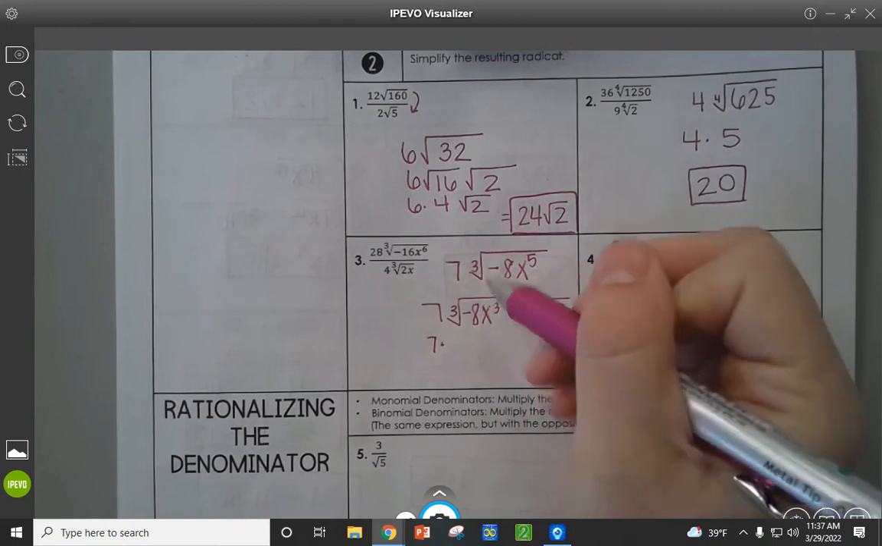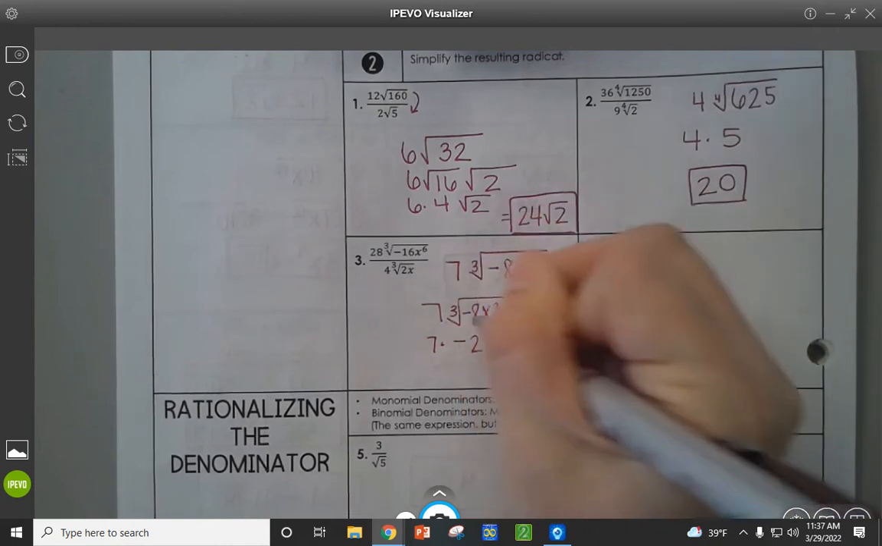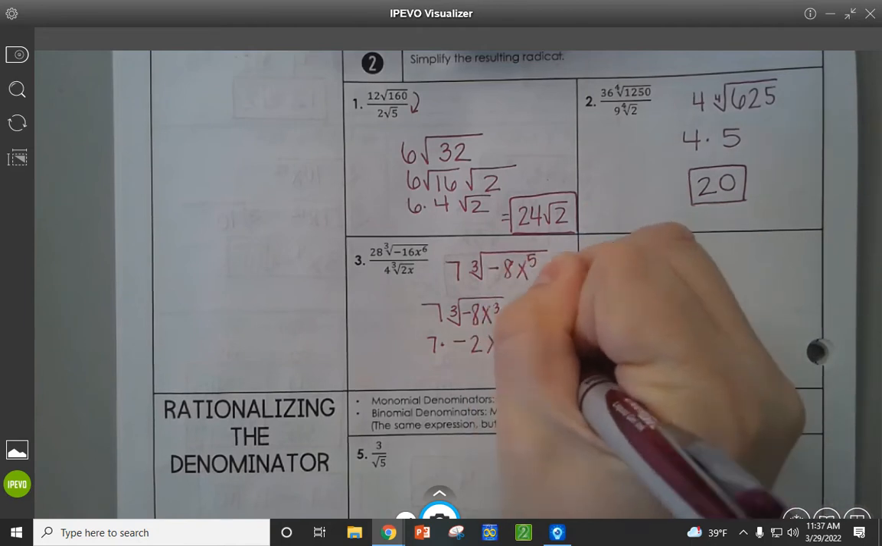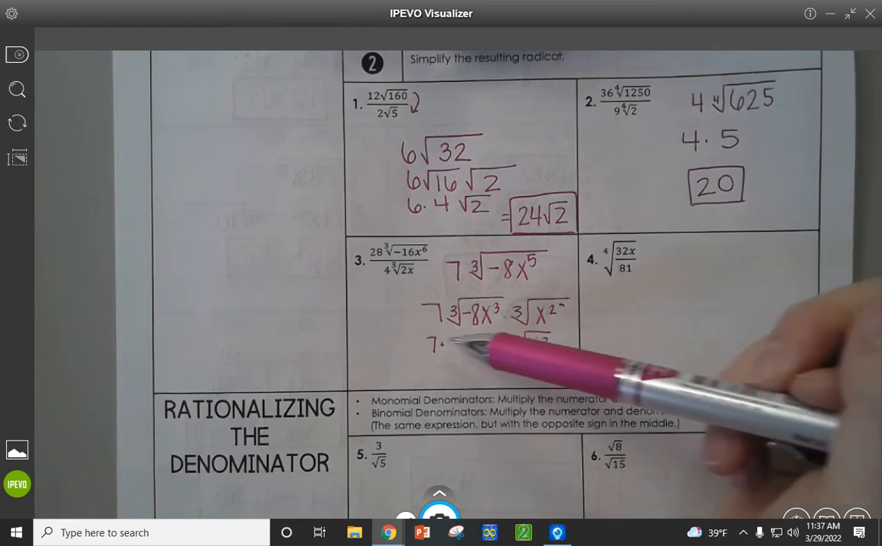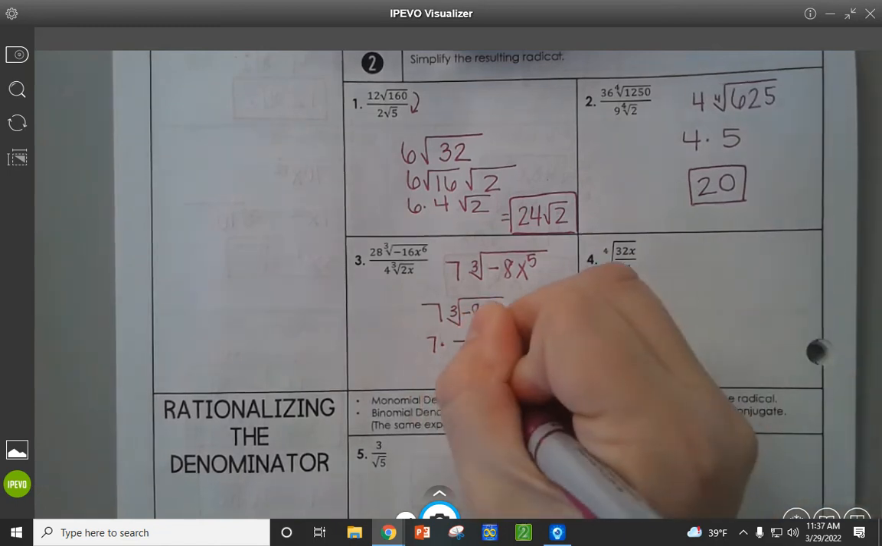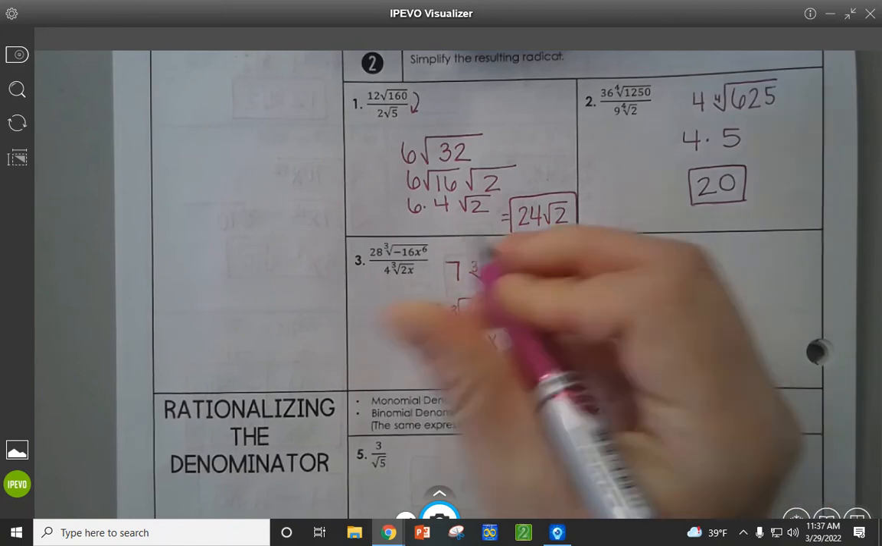What is the cube root of negative 8? Negative 2. Cube root of x cubed? X. And then we're left with the cube root of x squared. And what is 7 times negative 2? Negative 14 x cube root of x squared.